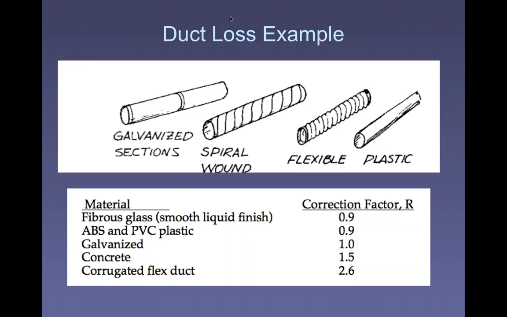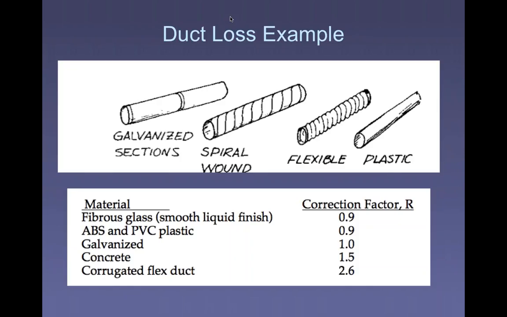Correct, absolutely correct. R is unitless also. R is a factor that you put in there for the roughness of the ductwork. Here's the R, for instance. We're using 1. If we're concrete, there are concrete or masonry ducts that you will come across occasionally. That's a much rougher surface. The R factor is 1.5.